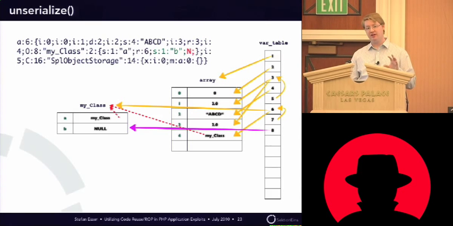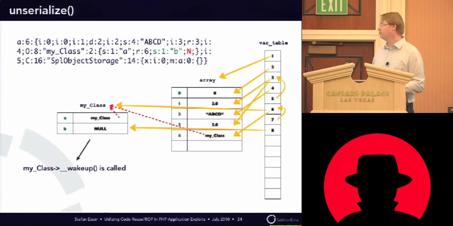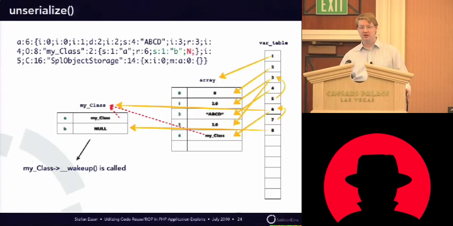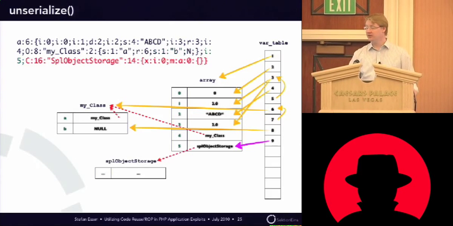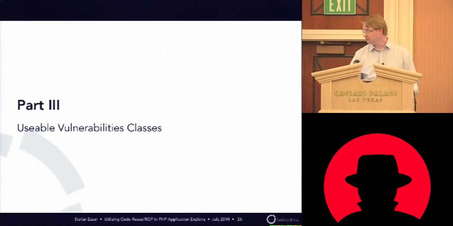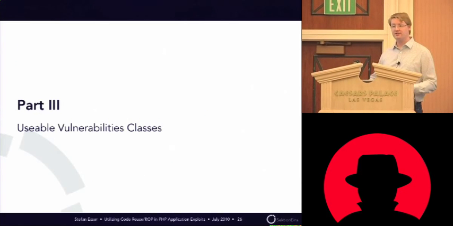And now we have unserialized the whole object, and what happens now is PHP will attempt to execute the wake up. If there's a wake up, it will be executed, otherwise it will just continue unserializing the rest. In this case, it will create an internal PHP object of type SPL object storage. We'll go to this later. And after that it will be finished. Okay, that's how unserialize works.